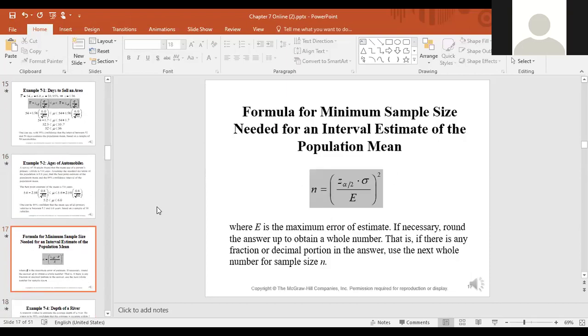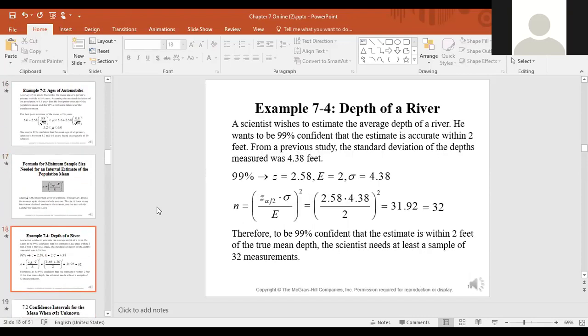Another type of question you will have for confidence interval for the mean when sigma is known is to find the sample size. The minimum sample size is the minimum sample size to achieve a certain margin of error. In this type of question, the margin of error is given to you. The standard deviation is given to you. You fit into the formula to find the minimum sample size. Let's look at an example.